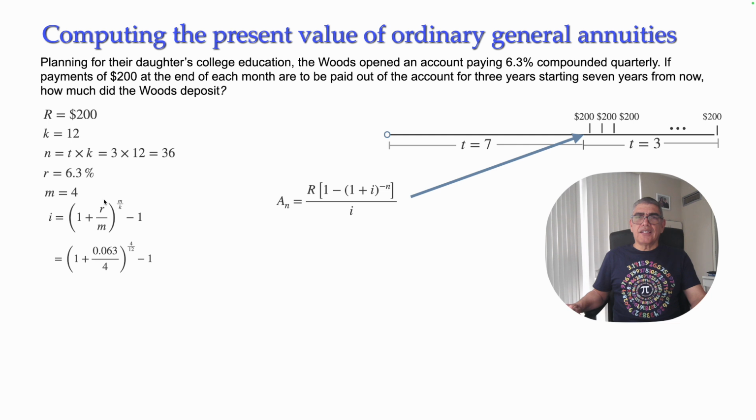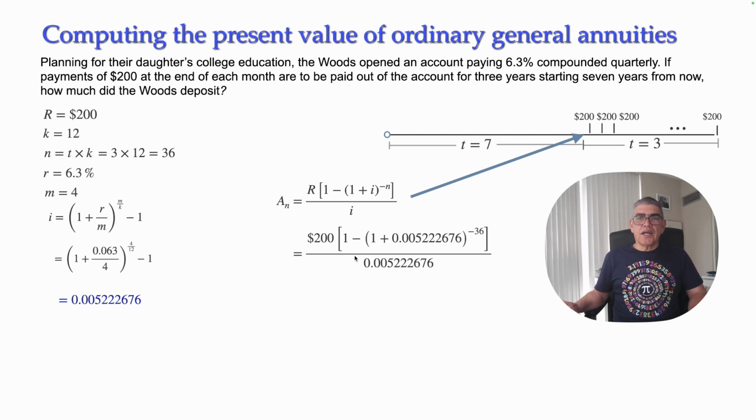Let's put everything in the formula. You use a calculator, and you will notice the periodic rate of interest compounded monthly. So this is the number that I'm going to put here. Just make a substitution in the formula. We know everything. We know R is 200. We know n, that is 36. And we know i, that is the number that we have computed already. So put it in the formula, and then use a calculator to compute this. I already did it.